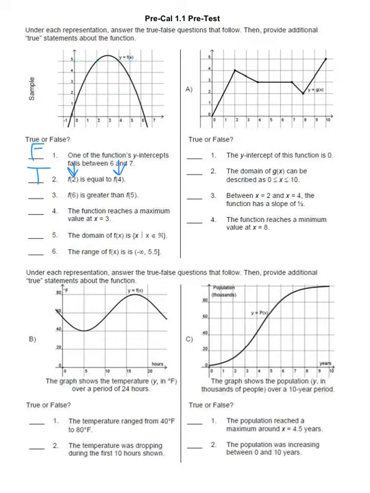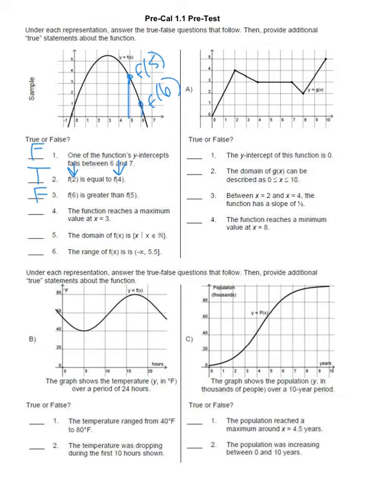Okay, now question 3. f(6) is greater than f(5). So if I input a 6, I would be at 1 for my y value. And then if I input 5 for my x, my y would be about 3.5. So I can see that f(5) is actually greater than f(6). So this would be false.